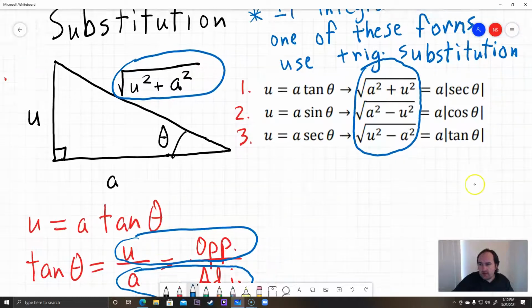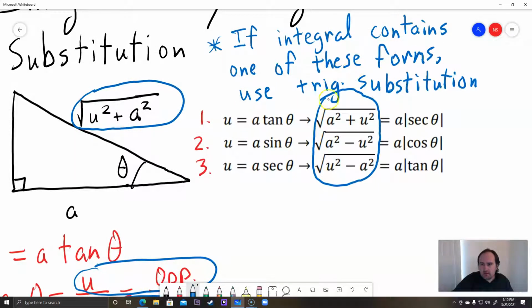But basically, if your integral contains one of these three forms, either square root of a squared plus u squared, square root of a squared minus u squared, or square root of u squared minus a squared, then you're going to use trig substitution. So you're going to make one of these three substitutions. And the nice thing about the formula sheet is it shows you which one to use in each case. So you don't have to memorize it, and you don't even have to memorize the right triangles, which can be kind of tedious. That being said, it's often good to draw a right triangle anyway, but you don't always have to. It's just in some situations you need a right triangle.